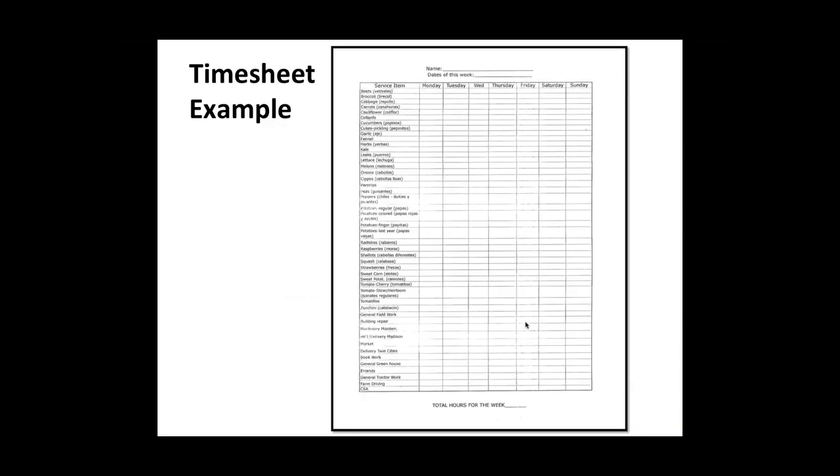And here's an example of a timesheet that a farm in Wisconsin uses. All their employees are required to use this in order to get paid. They put their name on, and then they don't track total hours, but they track hours by crop. This particular farm uses some Hispanic workers, so they've got all the vegetables listed in both English and Spanish.